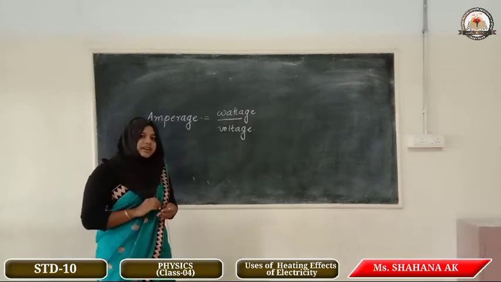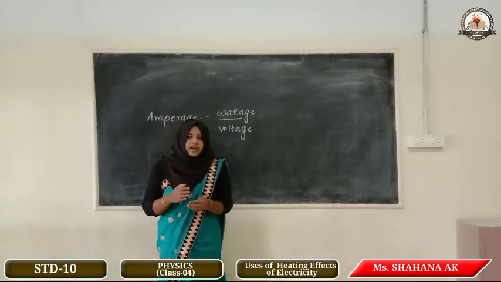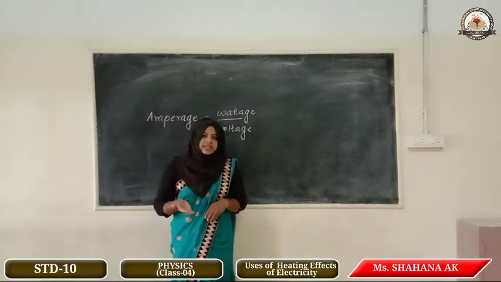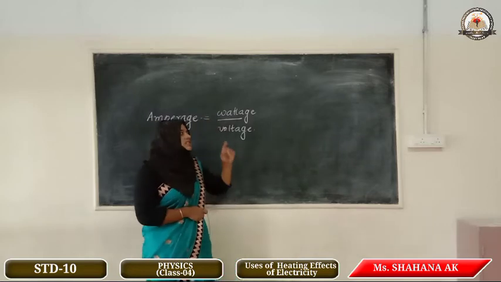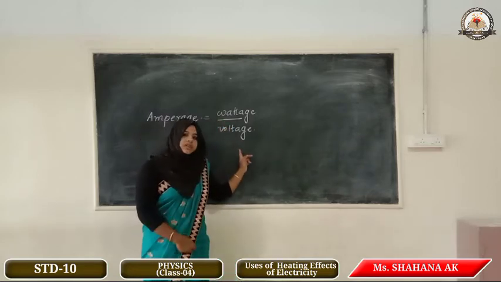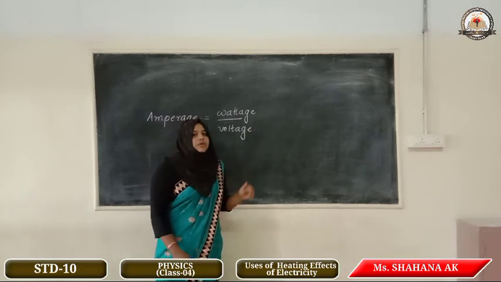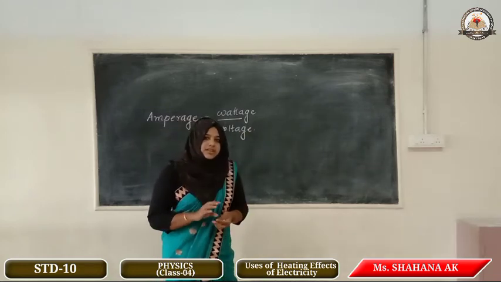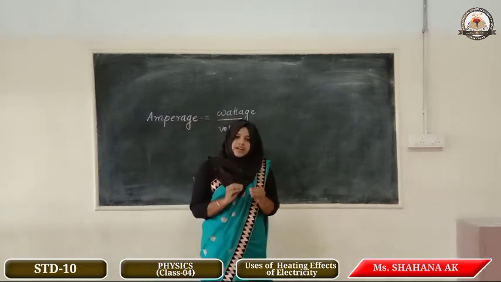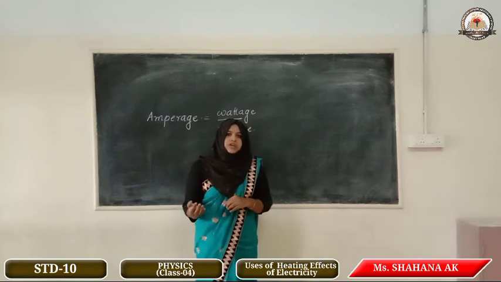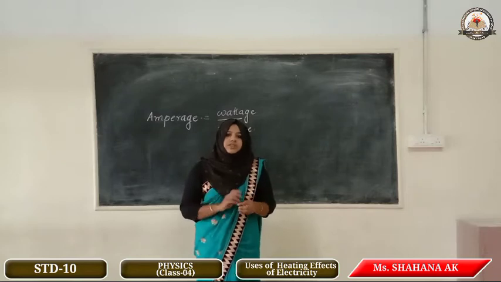Amperage is the ratio of power of a device to the voltage applied, and the equation to find amperage is wattage divided by voltage. Wattage is the power of that equipment we are connecting in the circuit. So here, when we are connecting a fuse wire in a circuit, we have to use a fuse wire of proper amperage which is suitable to the circuit.